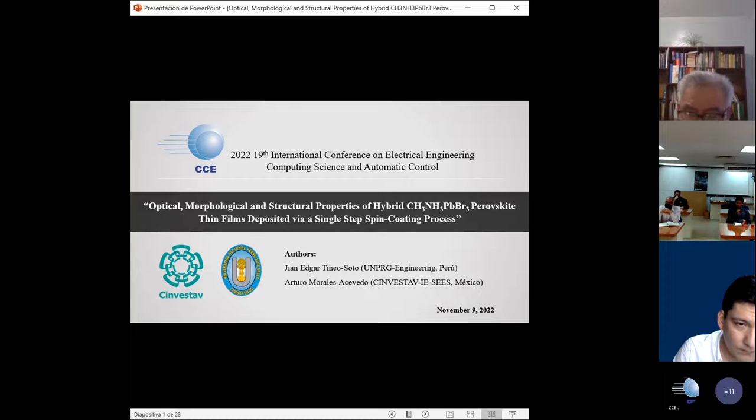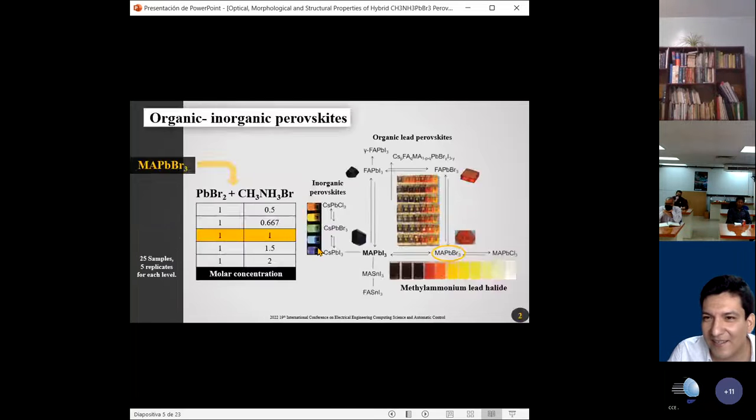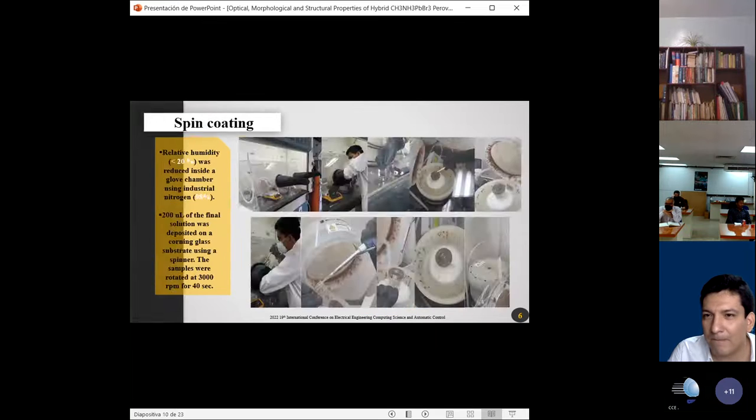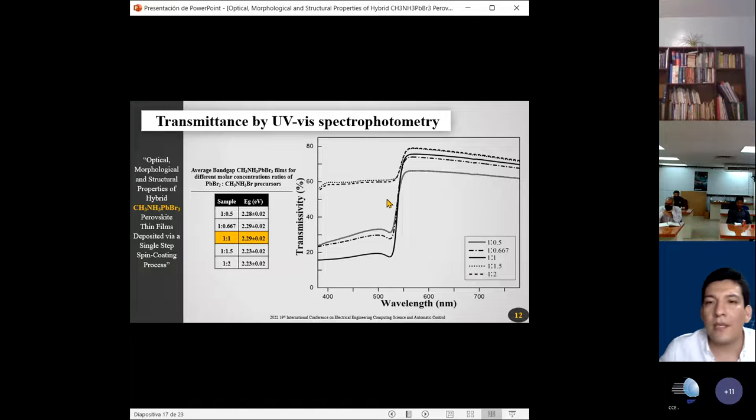In the transmittance spectra, you have a shift toward higher transmittance values. How could you explain this shift? Okay, give me a second to show the specific slide. Okay, here. As I was explaining in my presentation, it is a consequence of the morphology that we have obtained for these samples.